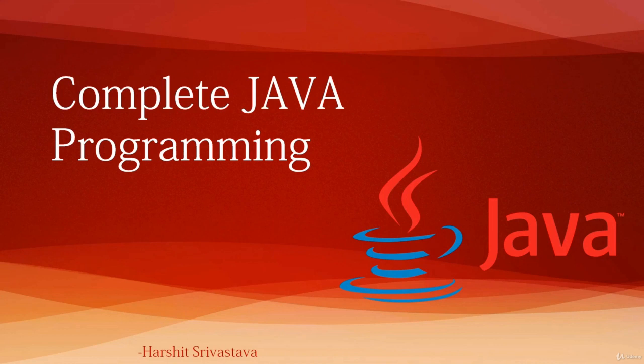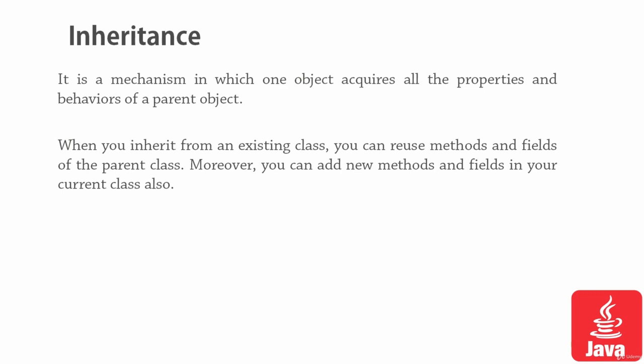Welcome back, friends. We are learning object-oriented programming with Java, and here in this lecture, we're going to learn one of the key concepts that is called inheritance. So let's start. Theoretically, inheritance is a method by which a child class or derived class can inherit or reuse the methods and fields of a parent class.